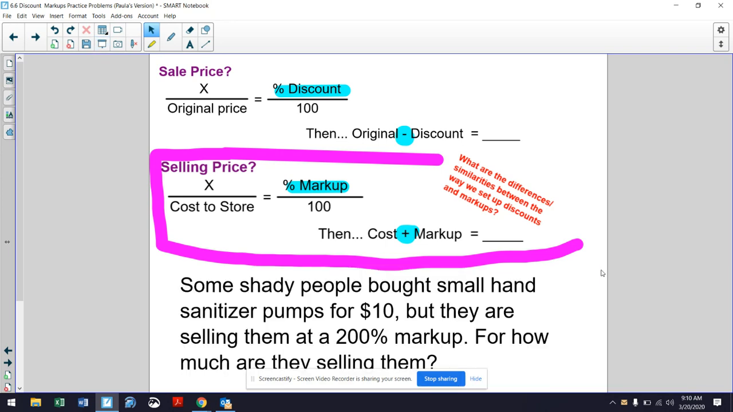So here is an example. Some shady people bought small hand sanitizer pumps for $10, but they are selling them at a 200% markup. For how much are they selling them? So this is the original price or the cost to the store. This is how much the markup is. So what is it going to cost to the consumer?